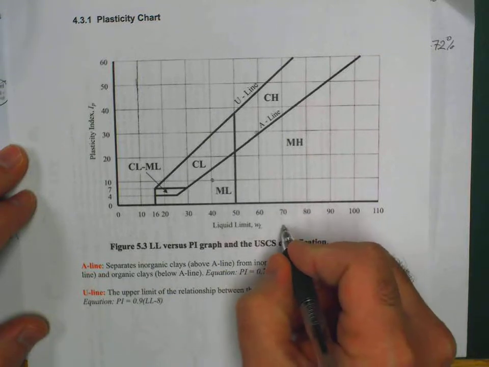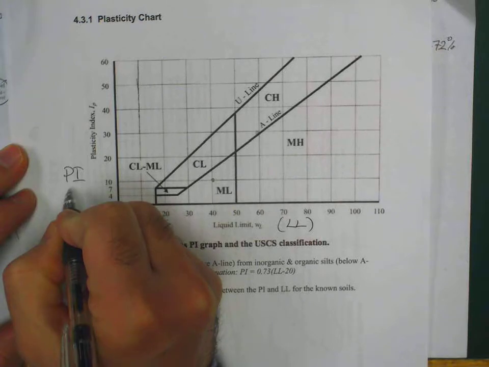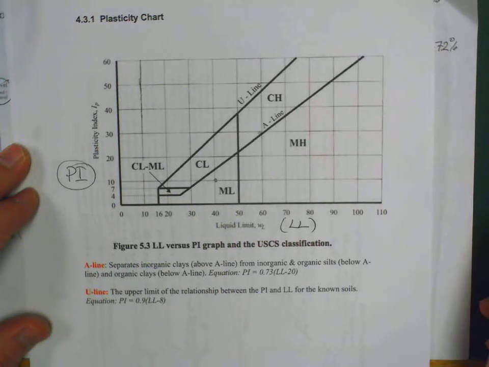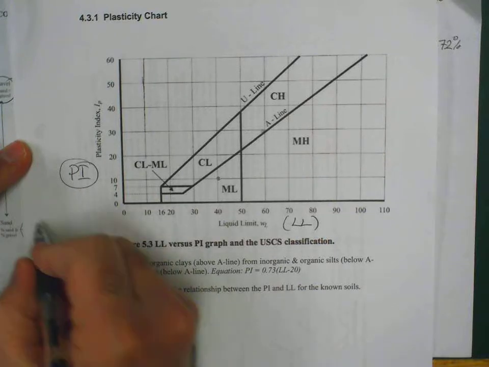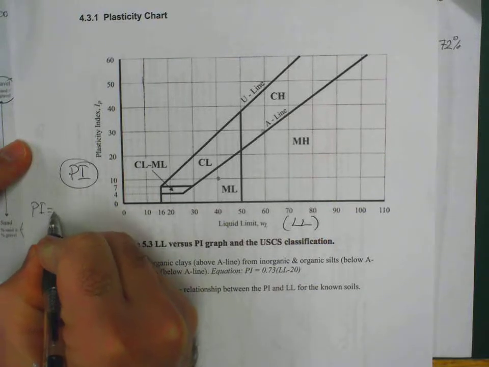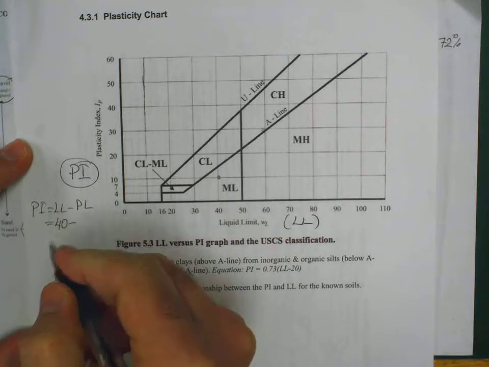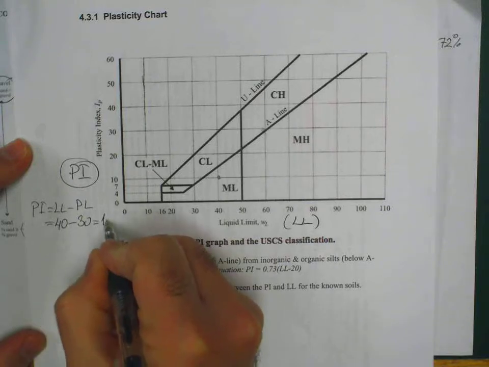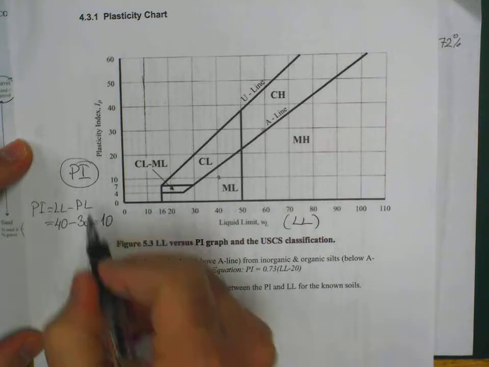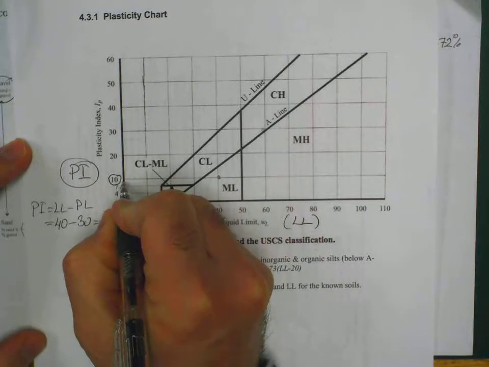The horizontal x-axis is the liquid limit and the vertical axis is the plasticity index. Please take caution, this is not the plastic limit, this is the index. Plasticity index is liquid limit minus plastic limit. In our example the liquid limit was 40 and the plastic limit was 30, so the plasticity index is 10. So depending on the plasticity index and liquid limit combination, in this case the plasticity index is 10.